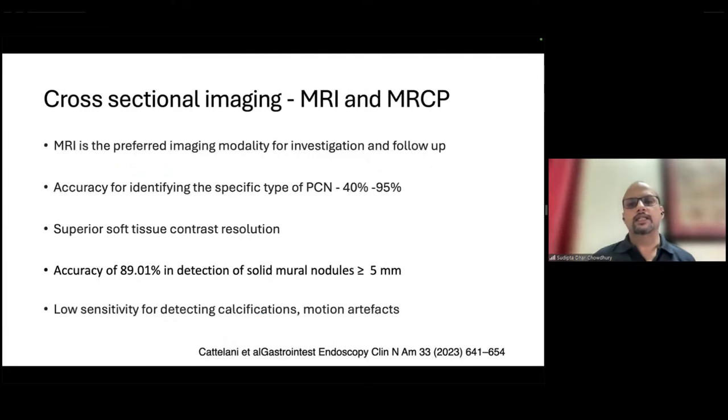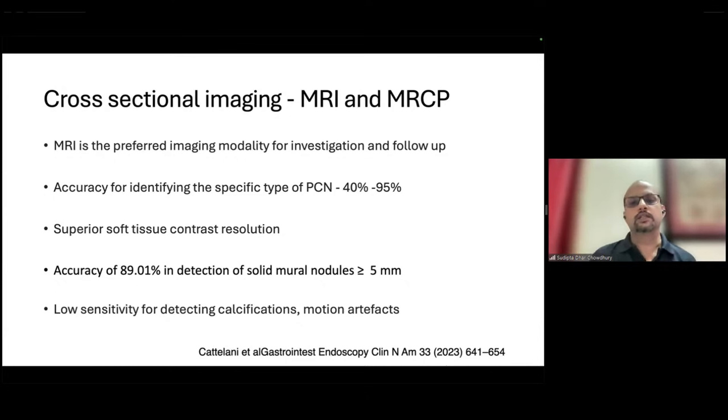Amongst the imaging modalities, MRI and MRCP is the preferred modality. MRI is preferred because it has a high accuracy for identifying the specific type of pancreatic cystic neoplasm. It has a superior soft tissue contrast resolution. Accuracy is 89% in detecting solid mural nodules. However, there's a problem with MRI. It cannot detect calcification, and there are motion artifacts.